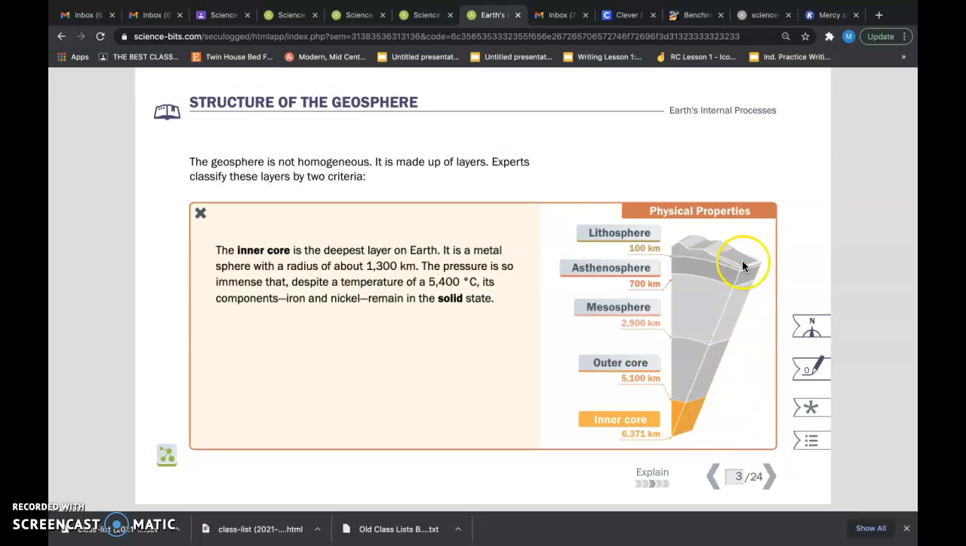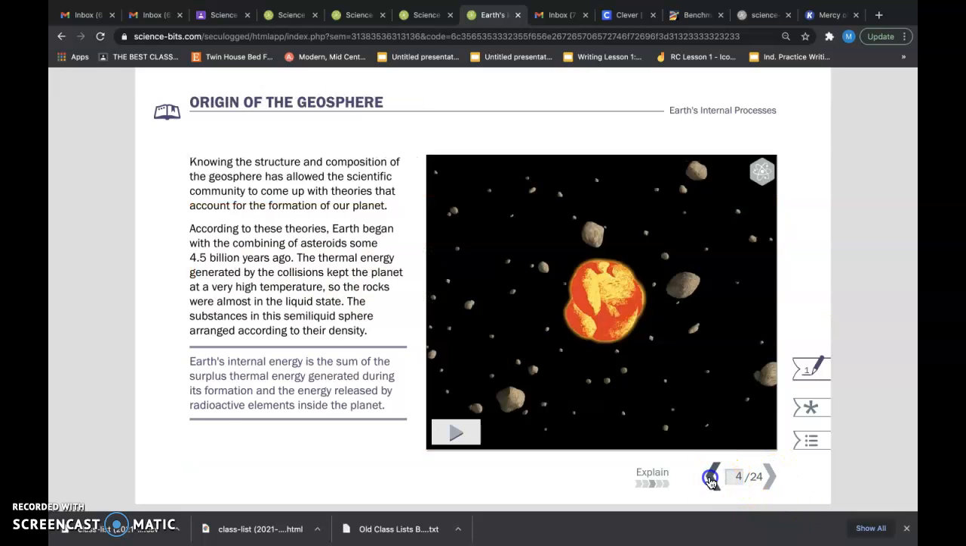in the layers of the geosphere, the ones that are closer to the core have more pressure on top, they're denser. They're going to be more hot. And then the layers closer to the surface have less pressure, they're less dense, and so you have to think about temperature in terms of that.